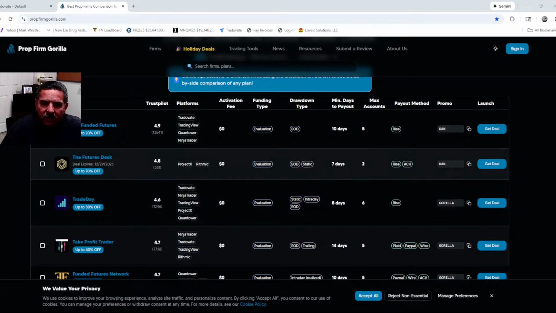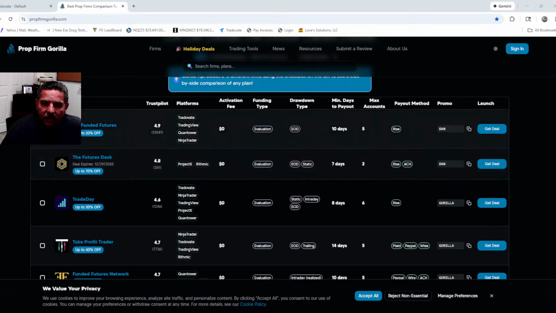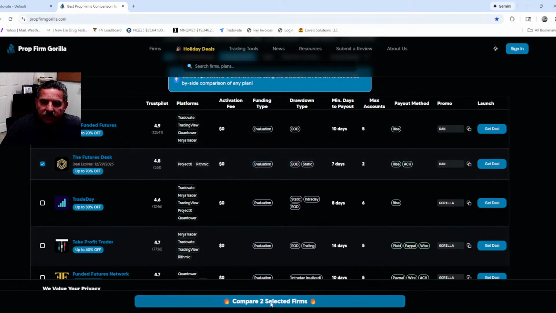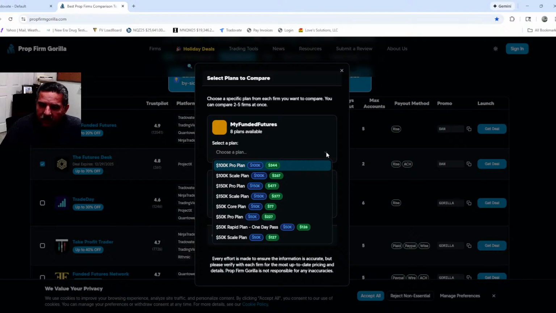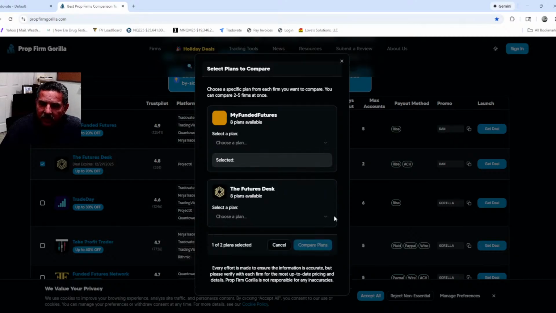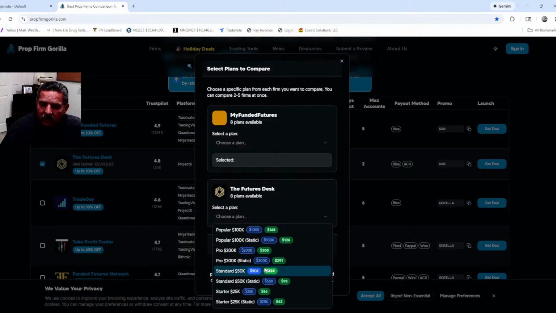Same thing here. The futures desk, they trade on Project X and Rhythmic. There's an evaluation in a day or static. You got 7 days to trade. You got to be green. If you're green for all 7 days, they will pay you with Rice or ACH. And you can also compare them to see who's got better setups, what they're going to charge you. Like this one, 50K, $77. There's a 50K right there, and there's another 50K right there.